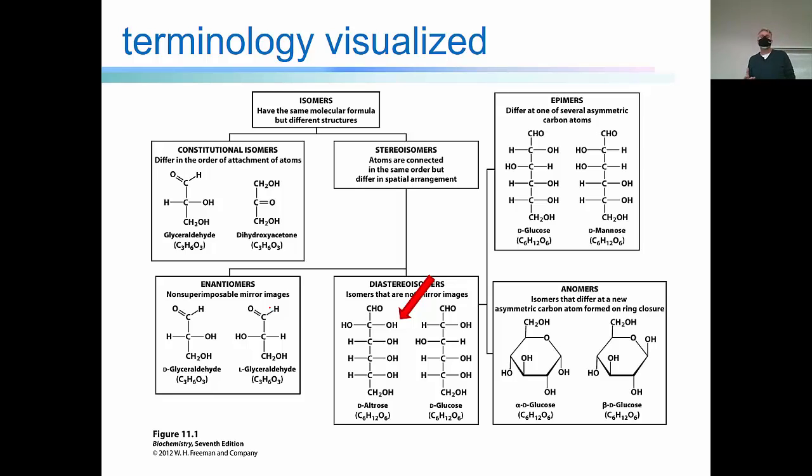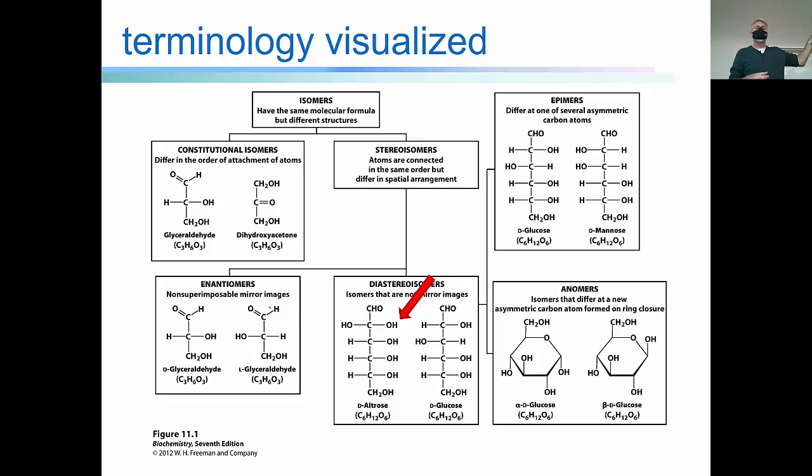If we look at the term isomer, that just means that 2 molecules have the same molecular formula. So they have the same number of carbons, same number of hydrogens, same number of oxygens. Constitutional isomers are not connected in the same order. For carbohydrates, for example, here we have 2 trioses, glyceraldehyde and dihydroxyacetone. They have the exact same chemical makeup, but for glyceraldehyde, carbon 1 is the carbonyl carbon, and for dihydroxyacetone, it's carbon 2.